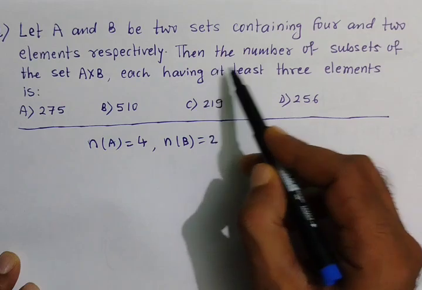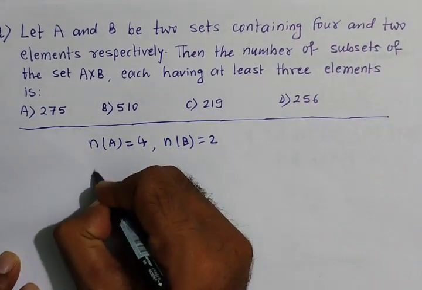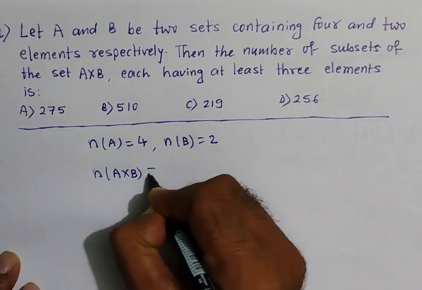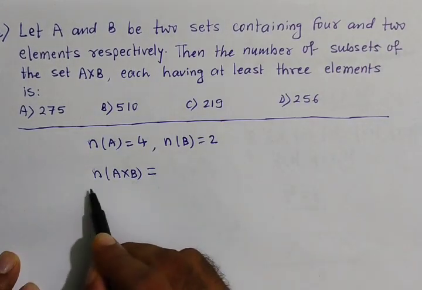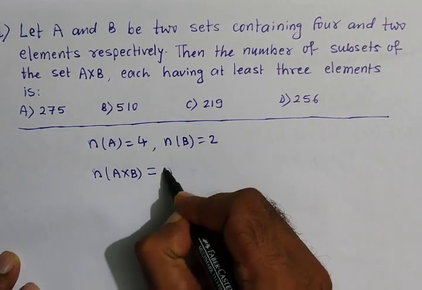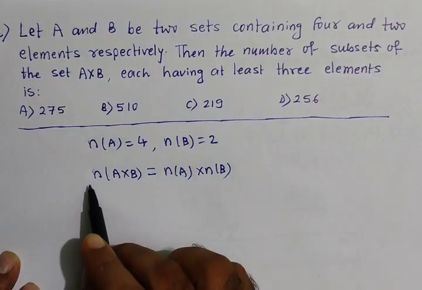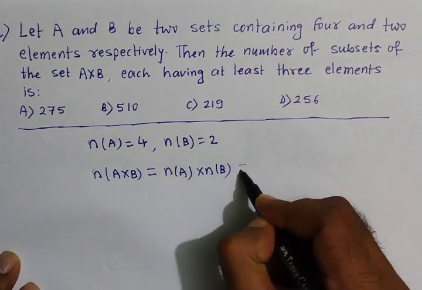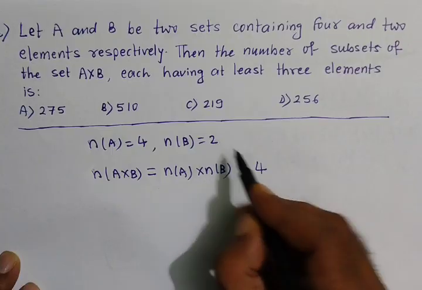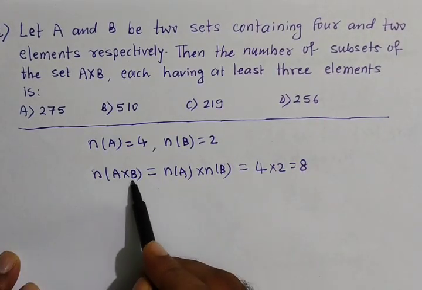So first of all we have to find the number of subsets of A cross B. So we must write the number of elements in A cross B. You are all familiar with this: the number of elements in A cross B means n(A) into n(B). Always we write n(A cross B) as n(A) into n(B). What is n(A) here? n(A) is 4, and for n(B) we write 2. 4 into 2 is equal to 8. So the number of elements in A cross B equals 8.